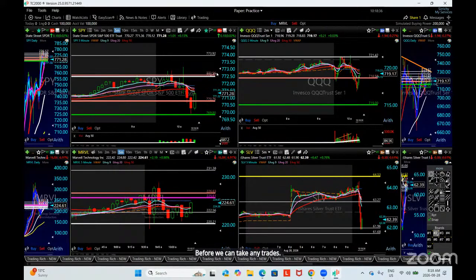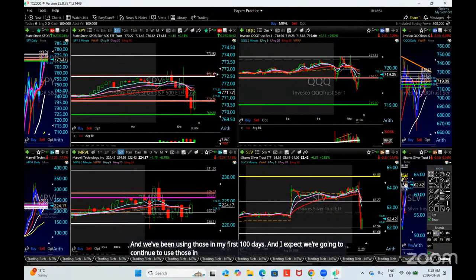Effects of money on financial conditions. It's a little ironic. There are no windows in this room, but they're big ones at the Federal Reserve. And we've been using those in my first 100 days. And I expect we're going to continue to use those in the period right ahead of us.